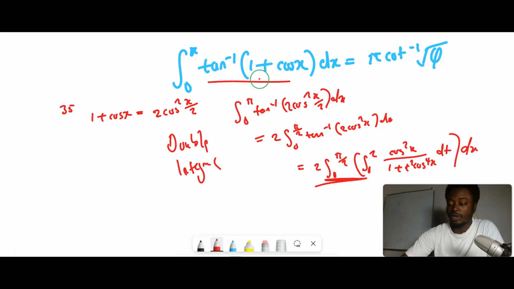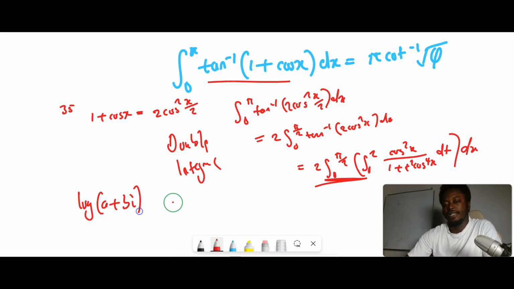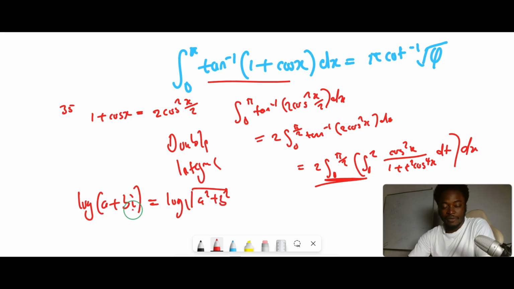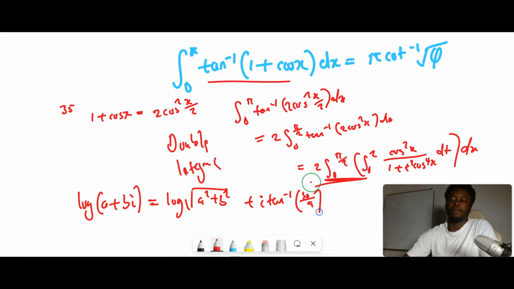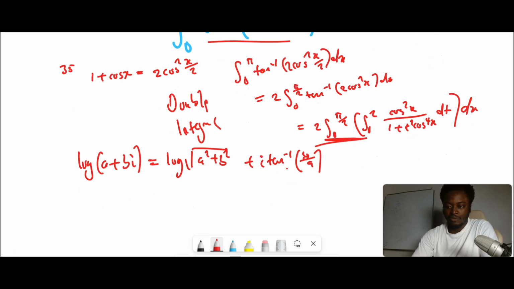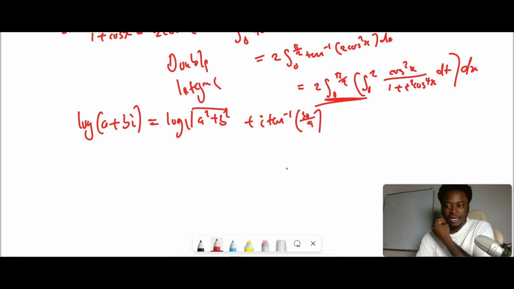But today we're going to just use the fact that the logarithm of a plus bi is equal to the logarithm of the square root of a squared plus b squared, which is the modulus, plus i times the tan inverse of b over a. We're going to use this very nice formula, as we shall soon see.